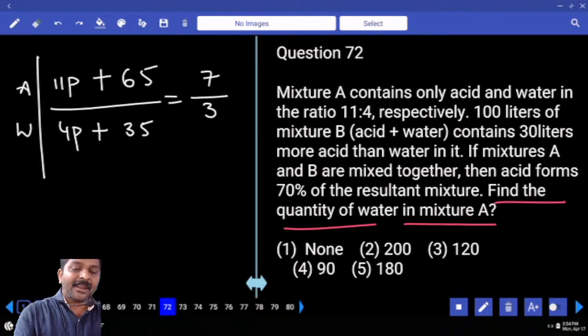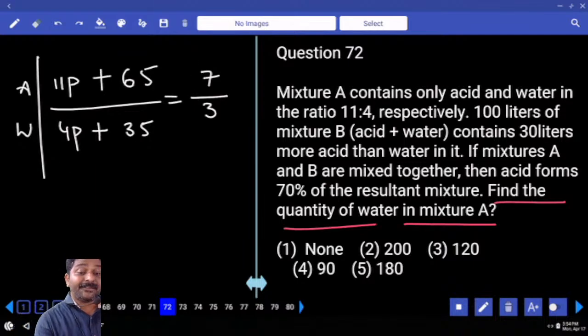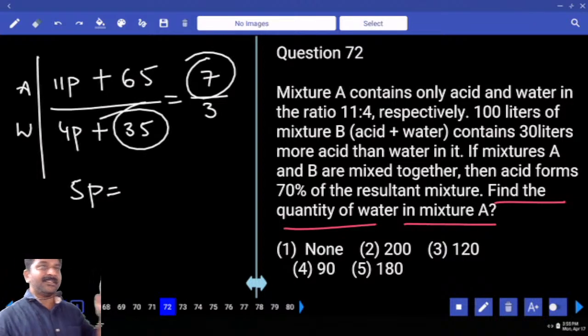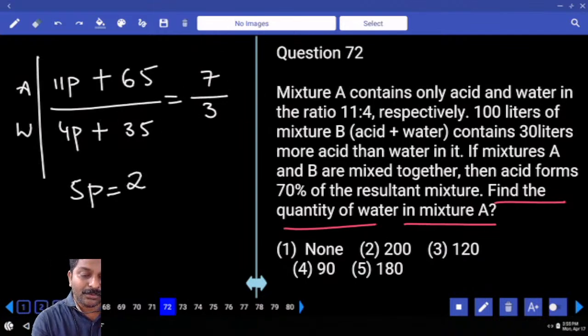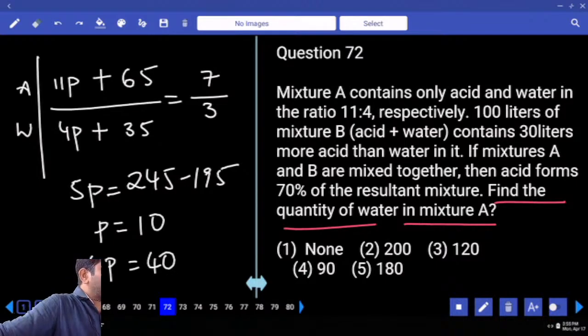Now what we need to do is cross multiply. 11 into 3 is 33 parts, 4 parts into 7 is 28 parts, difference 5 parts. 65 times 3 is 195, 35 times 7 is 245. 245 minus 195, the difference is 50. 1 part value is equal to then 4 parts value must be, come on, what? None of these.